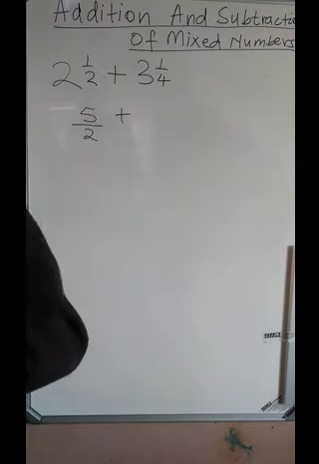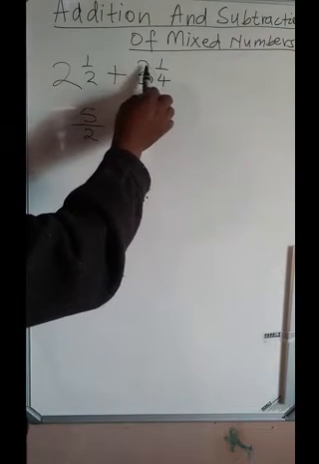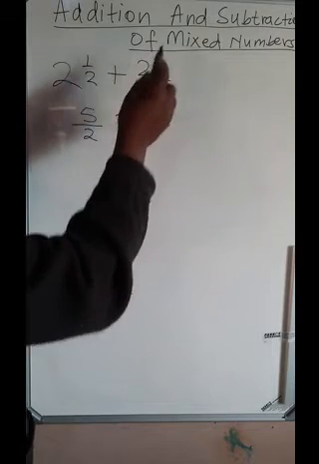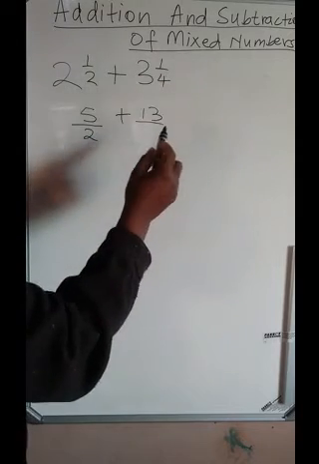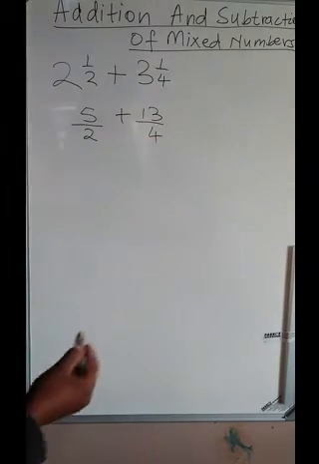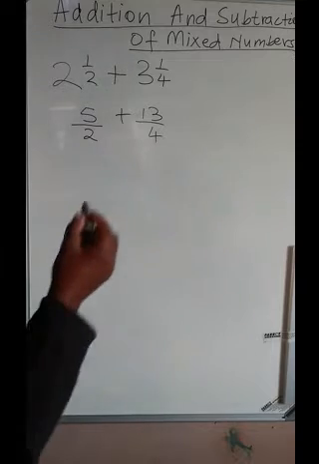We do the same here. 4 multiplied by 3 is 12. 12 plus 1 is 13. So 13, everything is over the denominator, which is 4. So we've changed the two mixed numbers into improper fractions. The next step now is to find the LCM, or the lowest common multiple, of 2 and 4.